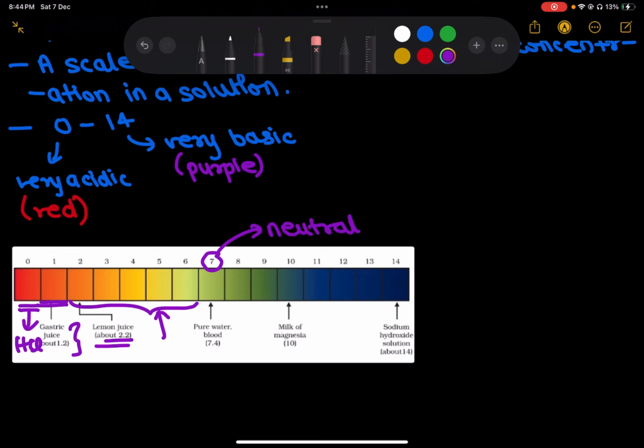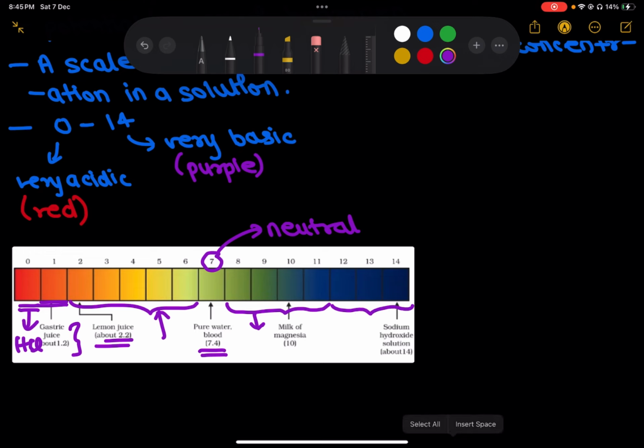7 is neutral. So distilled water or blood, approximately, is 7. Okay, pure water. Blood is a bit more alkaline, it is 7.4 as given. But pure distilled water is exactly 7. And then from 8 to 11 or 8 to 10, this is mildly basic, mildly weak bases, right? And from 12 or 13 to 14, very highly basic.